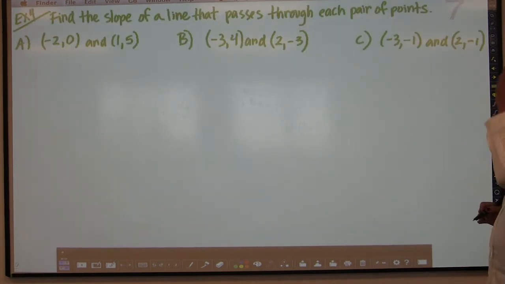So we're going to do some other examples here. You can get a slope that is positive, negative. You can even have a zero slope.